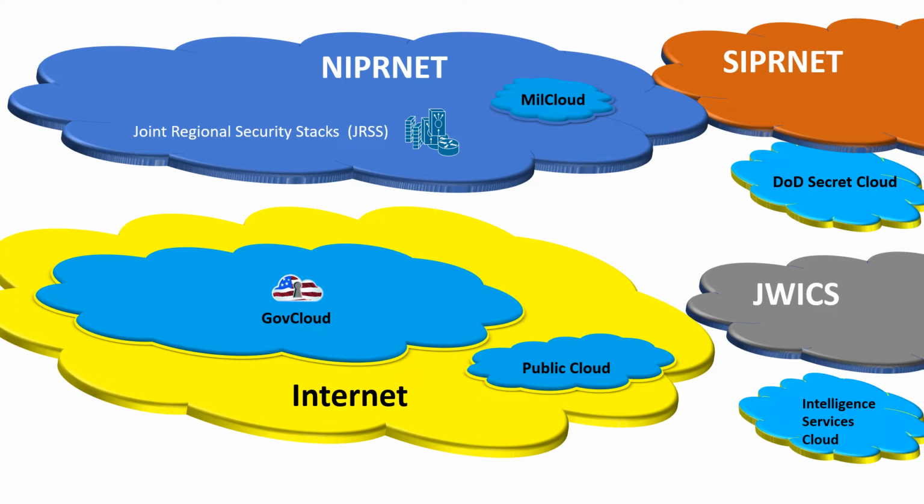Each of these networks shown has one or more types of cloud data centers dedicated. MilCloud 1.0, also known as Stratus, is located in the DISA facility and resides on the NIPRNet network. The SCCA has its own network which is supported by DoD secret cloud data centers. And JWICS, which supports the intelligence services, has its own set of high-security cloud data centers. The Internet, depicted on the bottom, hosts two types of cloud data centers, both the public cloud data centers and the government cloud data centers.